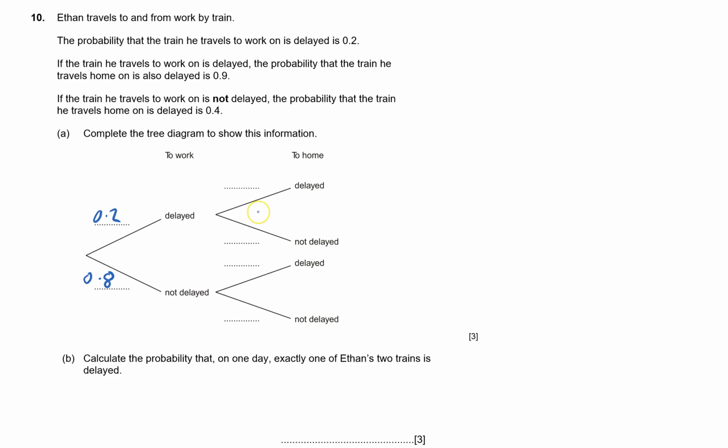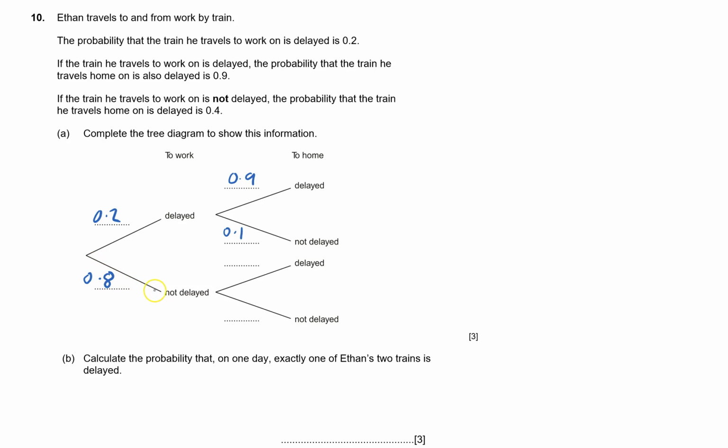Now I need to put these things in. If the train he travels on to work is delayed, that means I'm going up the top branch here. The probability the train he travels home on is also delayed is 0.9. So that will be 0.9. If it's delayed, the chance of it being not delayed will be 0.1.